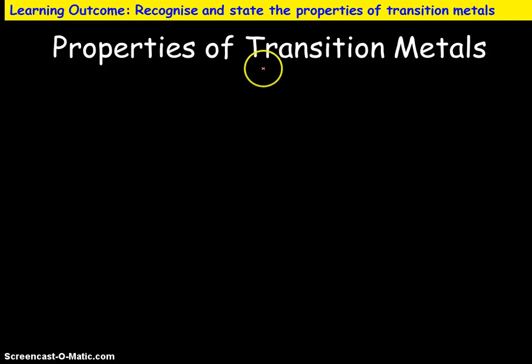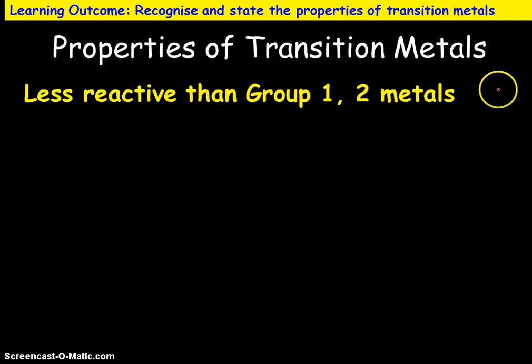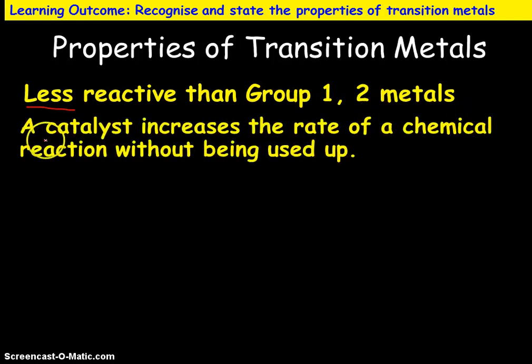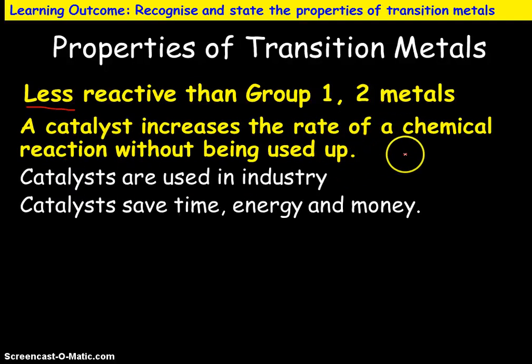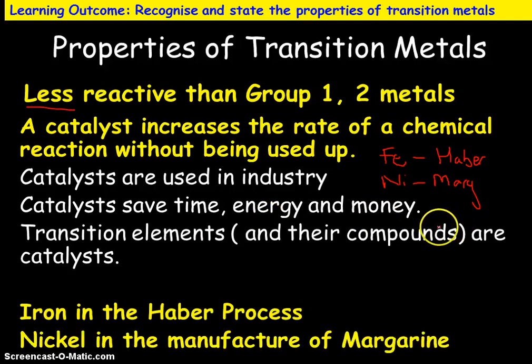And transition metals is the group of elements in the centre of the periodic table. Now, their general features are they're less reactive than group 1 and group 2 metals, which obviously lose electrons much more easily. They're often used as catalysts to speed up the rate of a reaction. So the ones that you need to be aware of are iron, which is used as a catalyst in the Haber process, nickel, which is used as a catalyst in the manufacture of margarine, and platinum, which is used as a catalyst in catalytic converters, and that saves time, energy and money. So those are some examples.